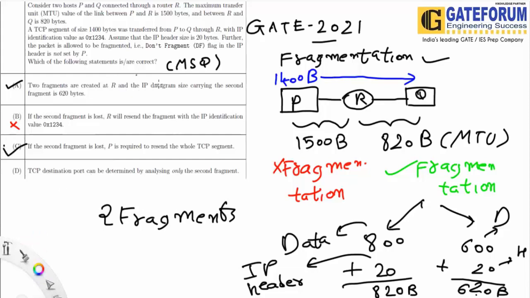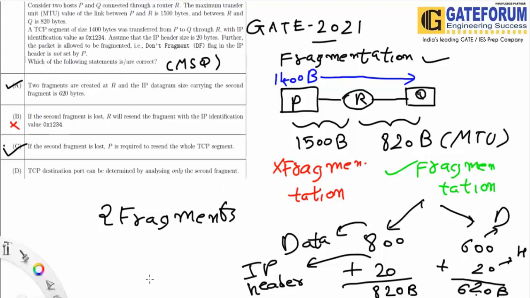So the first is true because we have the fragmentation which is required. The second, because of TCP, is incorrect. The third is correct because of TCP. The last one: the TCP destination port can be determined by analyzing only the second fragment. Let's try to understand this.